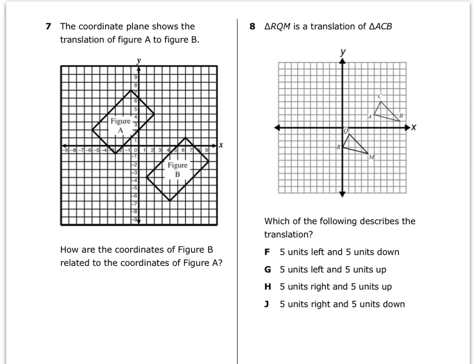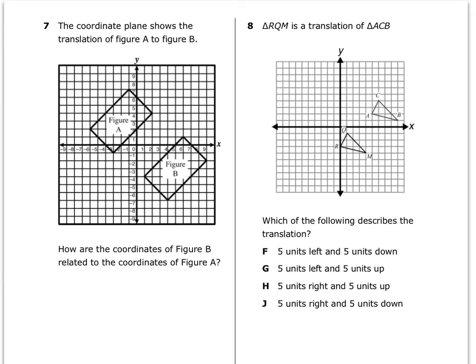Alright, number 7. The coordinate plane shows the translation of figure A to figure B. How are the coordinates of figure B related to the coordinates of figure A? Alright, well, where do we start? Figure A is where we initially started. Now, the best way to do this is to pick a corner of figure A. We've got the top, right, left, and bottom corner. Which corner do we want to use? Top. Okay, that's fine. So we're going to start right here.